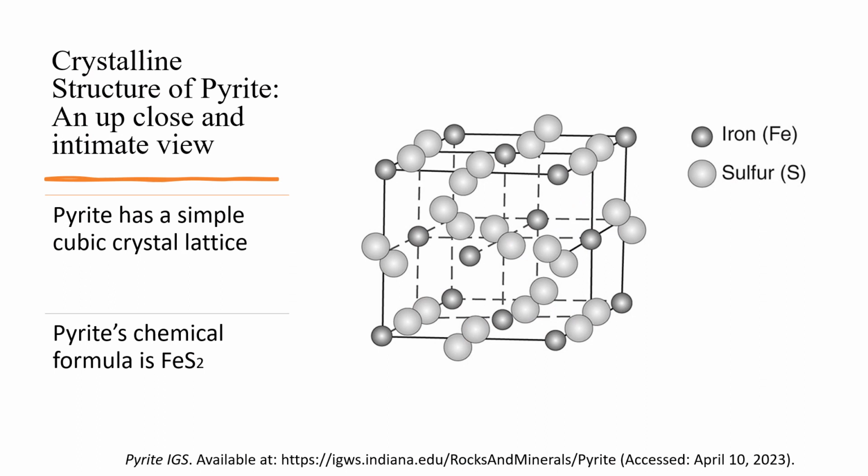Here I'm going to give an example of one of the rocks that I did in my case study, pyrite, I just showed. Pyrite has a simple cubic crystal lattice, and pyrite's chemical formula is listed here. This is a picture of what the crystal structure looks like for pyrite up close. This is just an image showing what it would look like as a mixture of iron and sulfur.